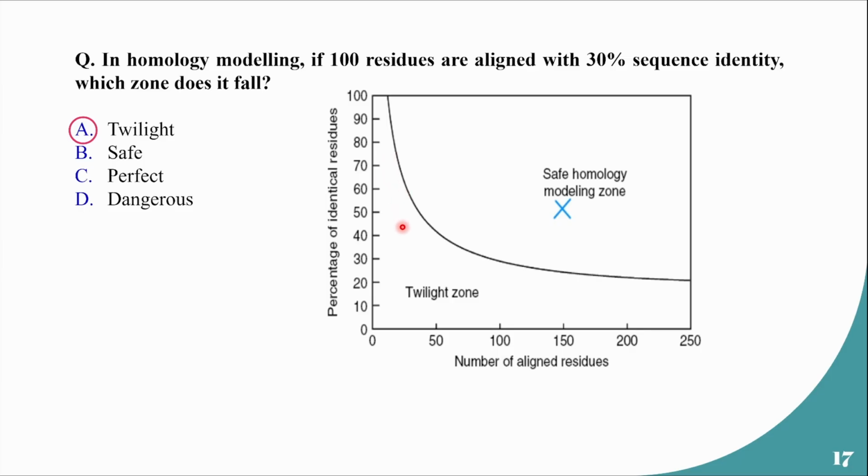However, there is another zone called the twilight zone, which is different from the safe homology modeling zone. That is what this question was asking. For 100 residues aligned with 30% sequence identity, you will see it falls around this region probably. So it does not go into the safe homology modeling zone. It will be part of the twilight zone. So these sorts of questions might appear also.